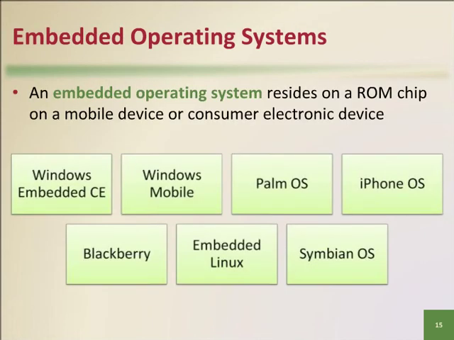The third category of operating systems is the embedded operating system. Embedded operating systems are found on most mobile computers, PDAs, and other small devices.